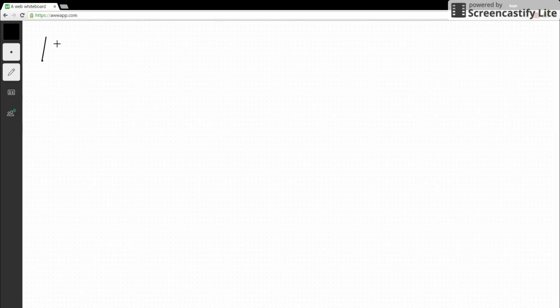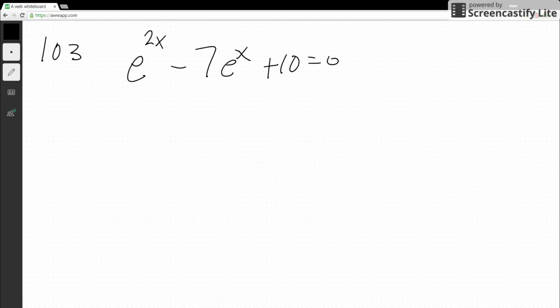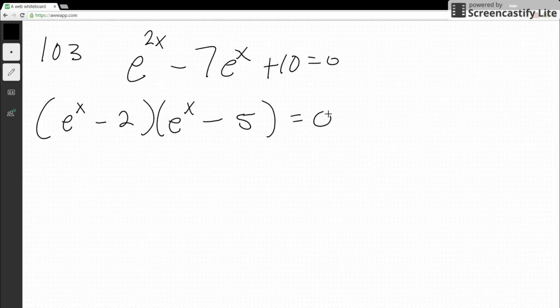103 looks like e to the 2x minus 7 e to the x plus 10 equals 0. So this is a quadratic. So I'm going to say e to the x and e to the x. What multiplies here? So it's going to be a -2 and a -5. So they're still equal to 0.